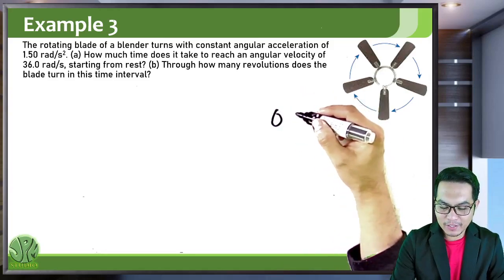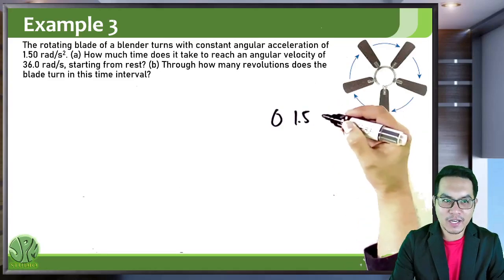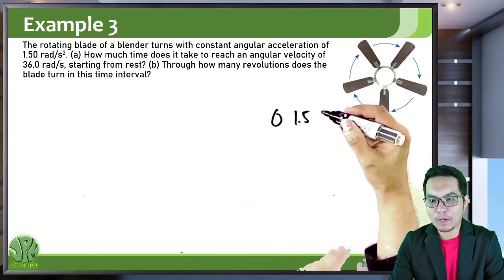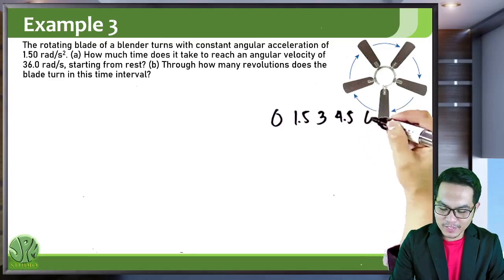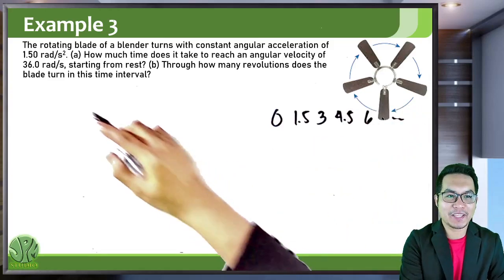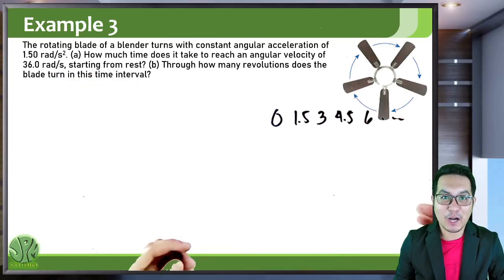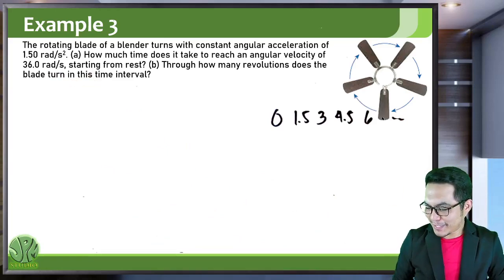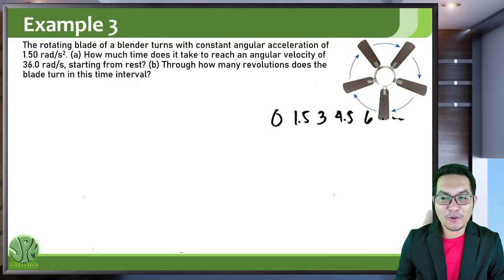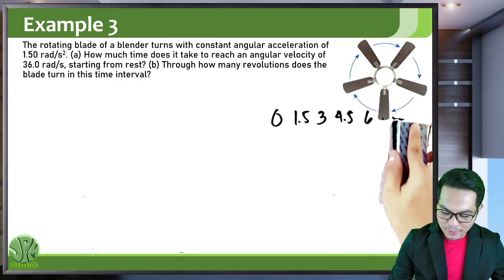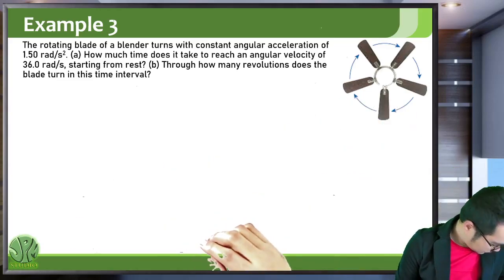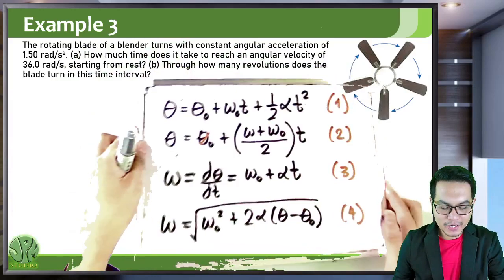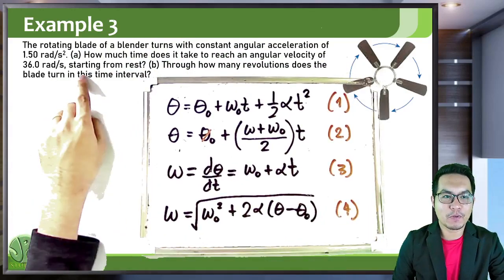After 1 second, it will now become 1.5. After another 1 second, another 1.5, so it will become 3. It will become 4.5. It will become 6, and so on until you get 36 radians per second. And you count how many seconds that is. That's actually no longer practical in this case, unlike in the previous example. So in this case, we need to use the formula, the angular kinematics equation. We are given the acceleration, 1.50 radians per second squared.